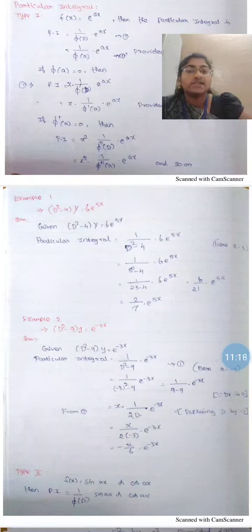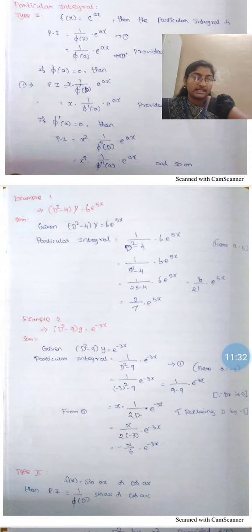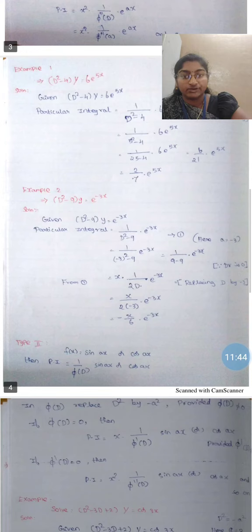So 6 divided by 21. Both the numerator and denominator are divisible by 3, so cancel it. 2 times 3 is 6, 7 times 3 is 21. So our equation becomes 2 by 7 into e power 5x. See in this equation our denominator, 25 minus 4, is not equal to 0. We get the answer as 21. So we stop the process here itself. See, in our example 2, it is different.